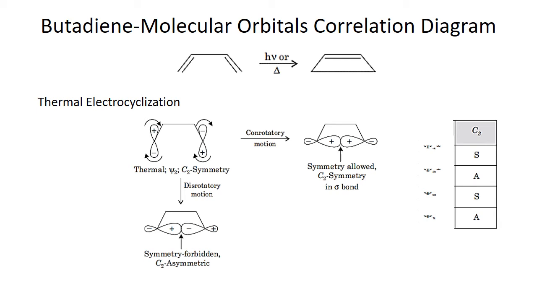What we conclude from these considerations is that when thermal electrocyclization of butadiene takes place, in the presence of heat, conrotatory motion is allowed while disrotatory motion is not allowed.